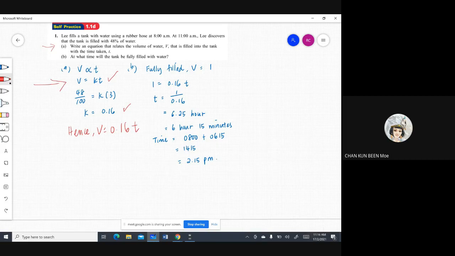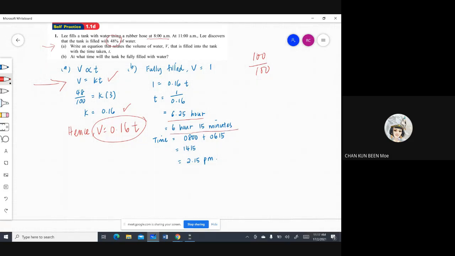Okay, follow this. B, at what time will the tank be fully filled with the water? So they told you already at 8 AM, and then at 11, he discovered that the tank filled with 48%. So when it is fully filled, the volume must be equal to 1. Why 1? Because 100 over 100, so it's 1.